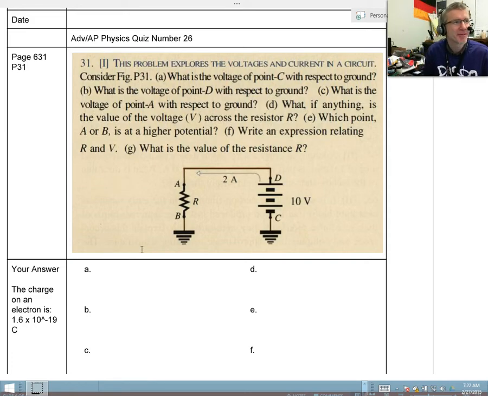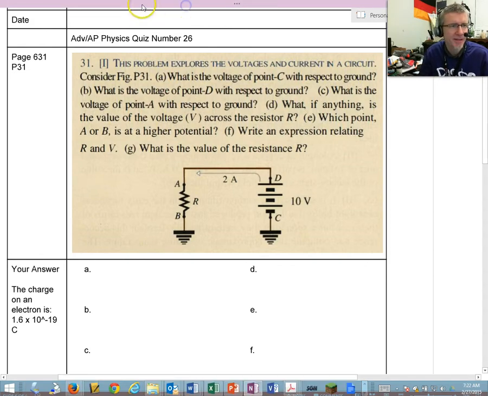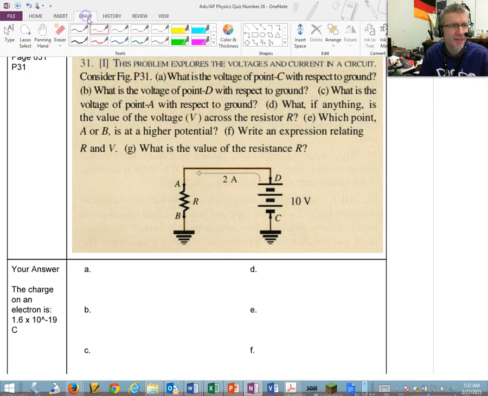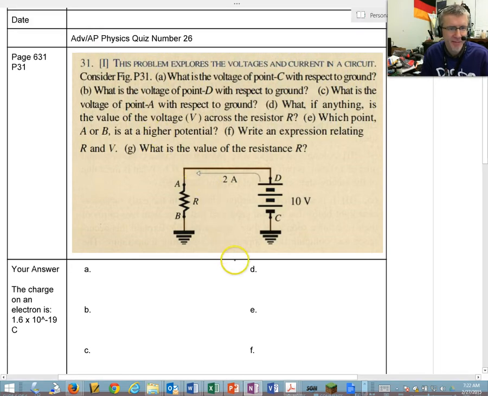We're talking about quiz number 26, problem number 31, page 631. This maybe looks like kind of a strange circuit diagram. You might not have seen these before like this, so let me just explain a little bit why they draw it like that. So normally we would be drawing them like this, with a battery over here.